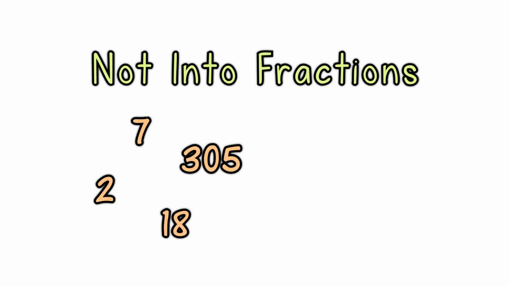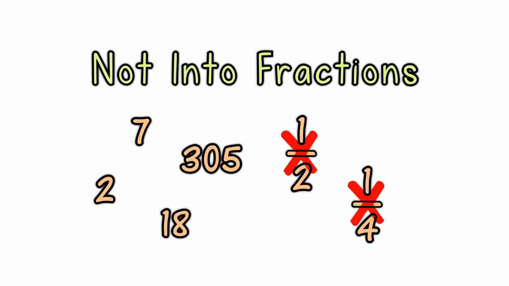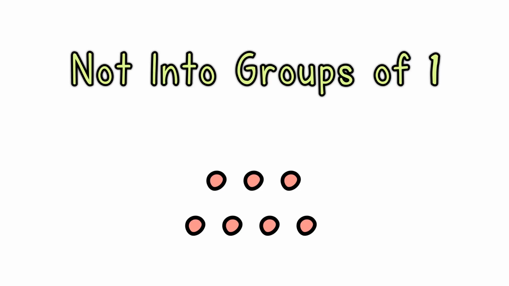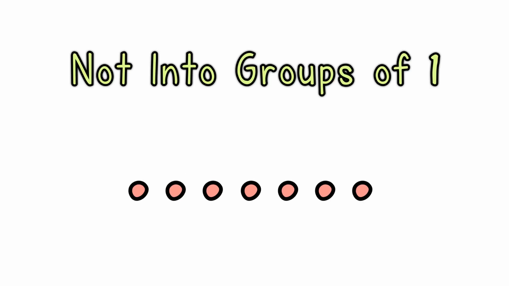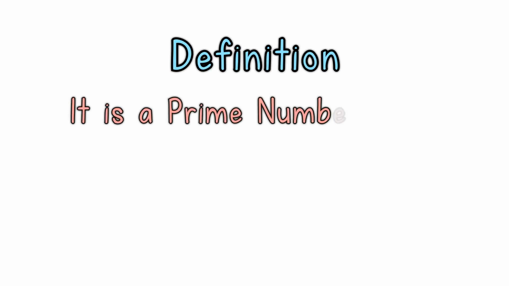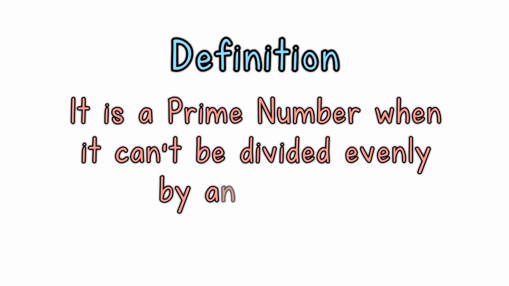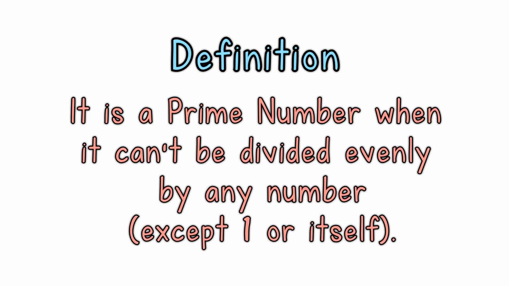Not into fractions. We are only dealing with whole numbers here. We are not going to cut things into halves or quarters. Not into groups of 1. Okay, we could have divided 7 into 7 ones, or 1 seven, like this. But we could do that for any whole number. So we should also say we are not interested in dividing by 1 or by the number itself. Definition: it is a prime number when it can't be divided evenly by any number except 1 or itself.